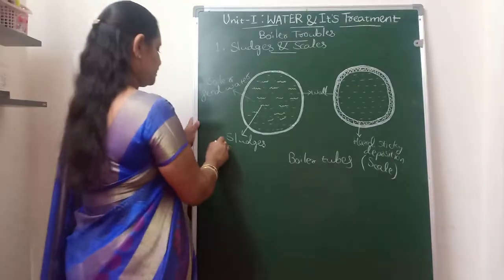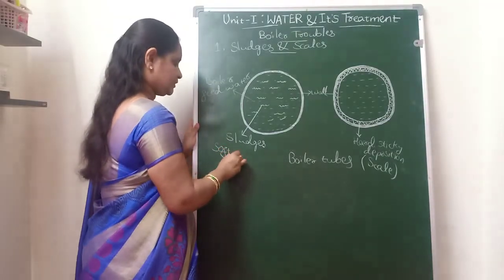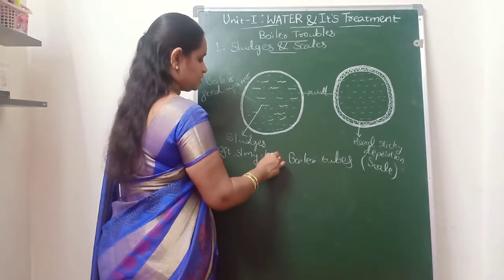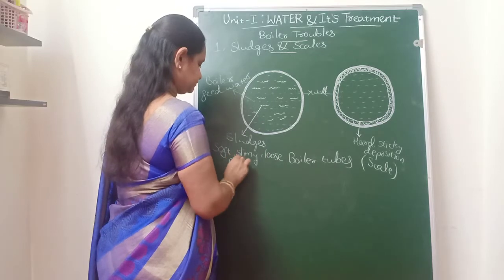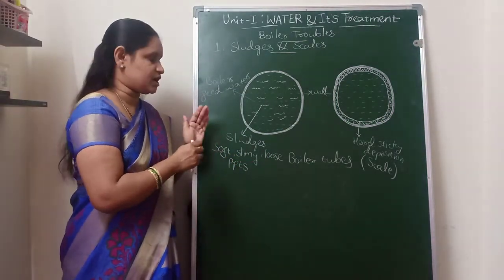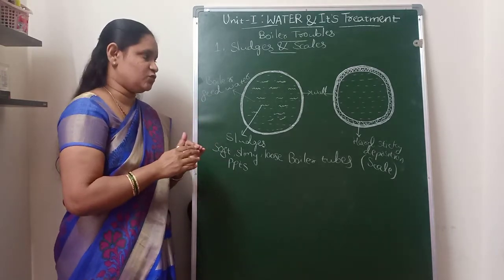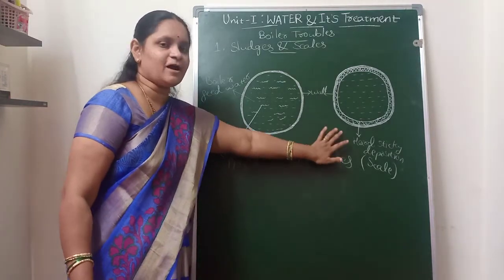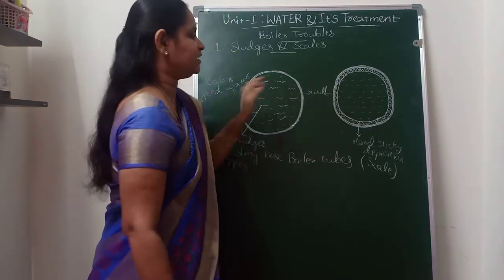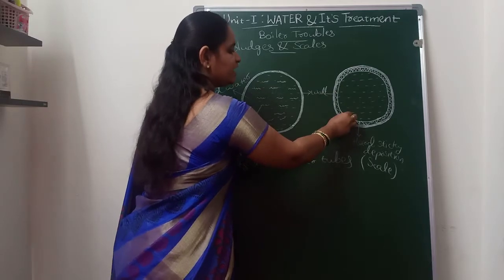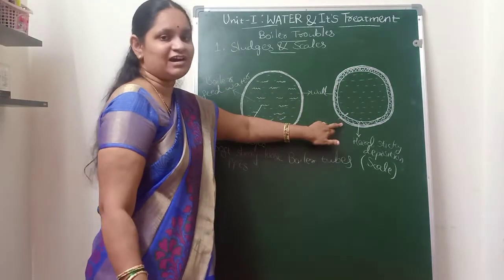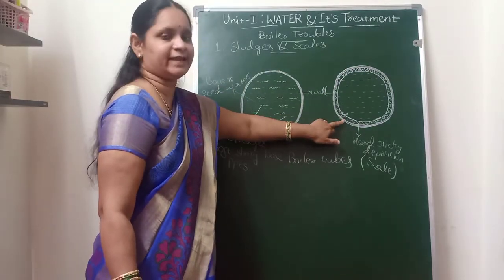Whereas sludges are soft, slimy, loose precipitates which will be floating inside the boiler feed water. Whereas the scales are hard and sticky depositions which will firmly stick onto the inner side wall. This is the wall of the boiler, and this one is the scale, this hard deposition formed on the wall of the boiler.